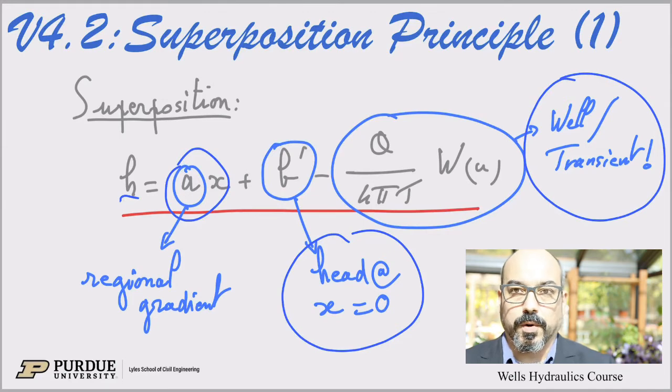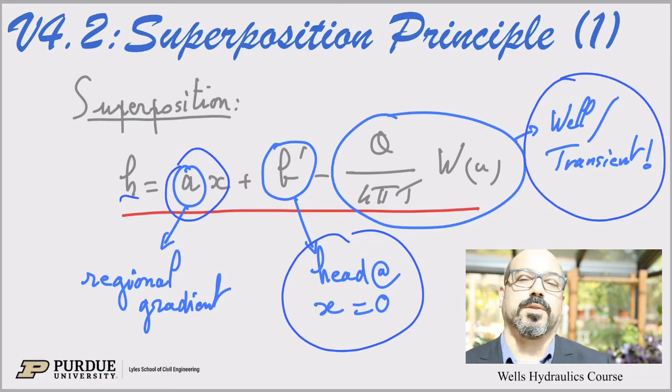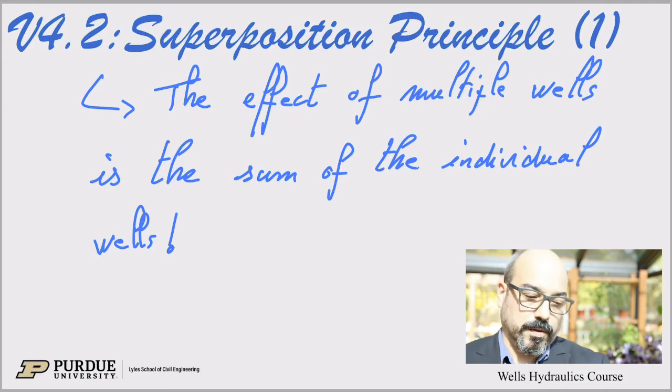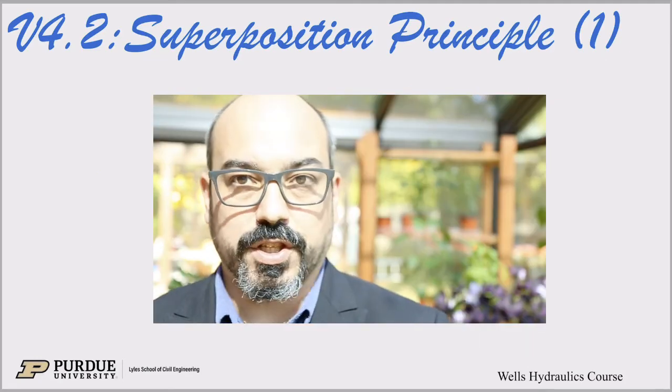But you can see how that would work with multiple wells, because this is the first lecture of that series on using well fields and multiple wells. So if you know the solution for all the individual wells, essentially you know the solution for the system. The effect of multiple wells is the sum of the individual wells, right? In other words, the drawdown caused by a number of wells is the sum of the drawdowns caused by each individual well. So very simple, you can just sum them up.